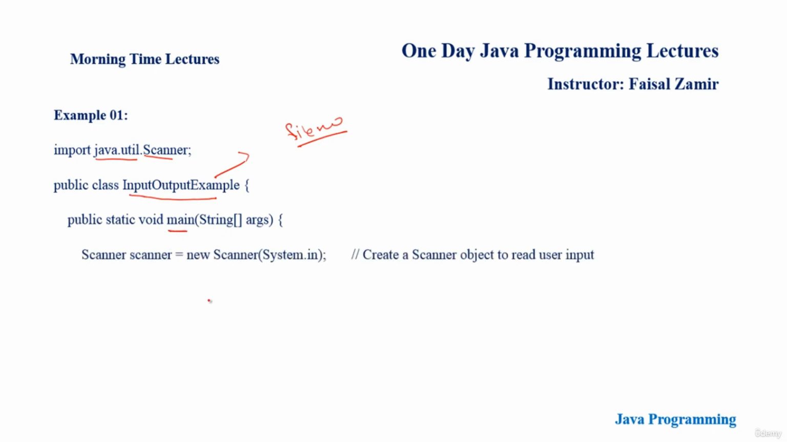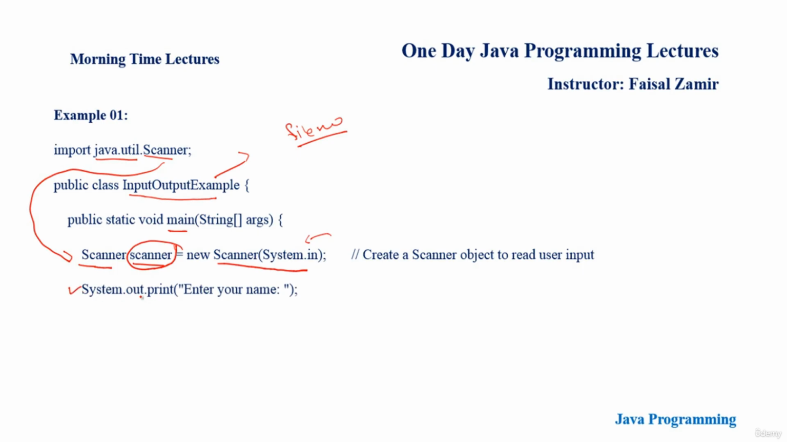Inside your main method, create an object for the Scanner class. This is the class name, this is the object name, and you have to pass a parameter, system.in. So this is the way to create a Scanner object. Using this Scanner object we will get data from the user. This is actually the same as we discussed in the previous lecture.